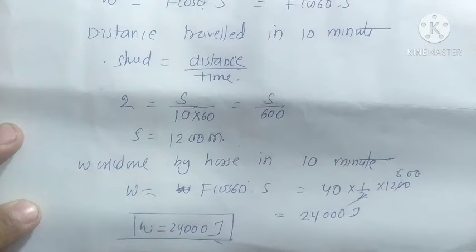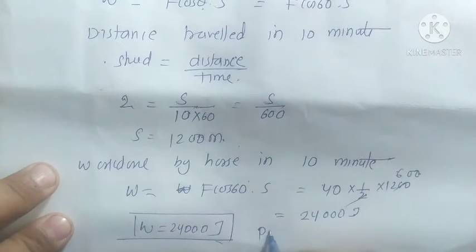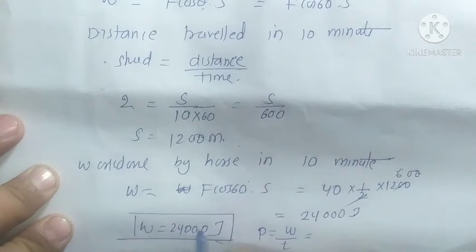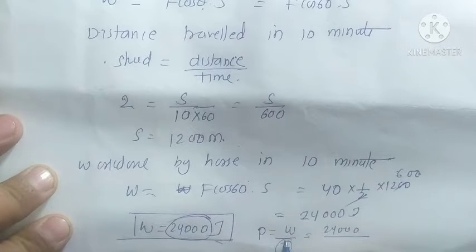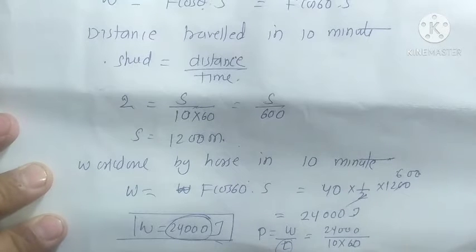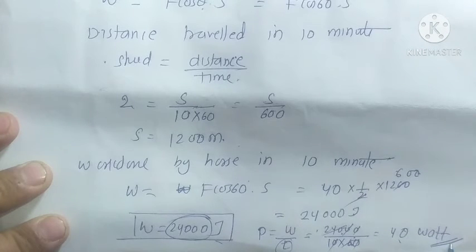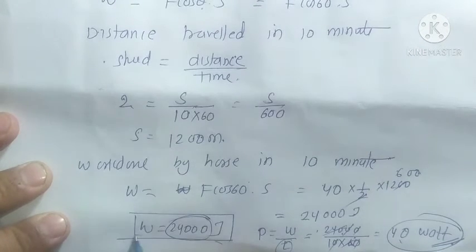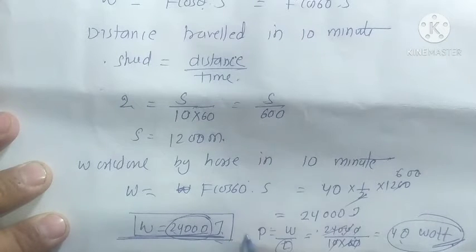Okay, and for power, we have to find power here. So we know that the formula of power is equal to work upon time. So what is the work? 24,000 upon what is the time? 10 minutes. So 10 minutes we multiply with 60, so it converts into seconds. So the 0 of 60 and the 0 of 24,000 both cancel, 4. Here 40. Total 40 watt. So this is our answer. Power is equal to 40 watt and work is equal to 24,000 joule.